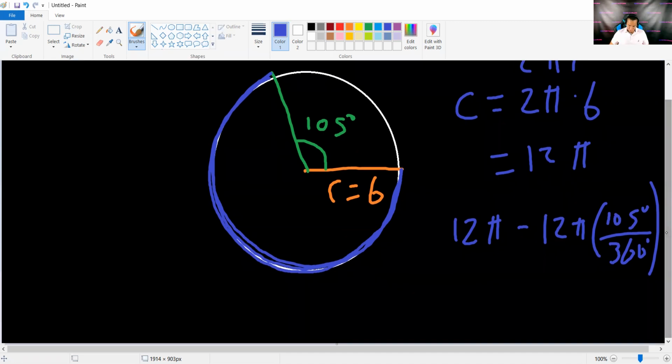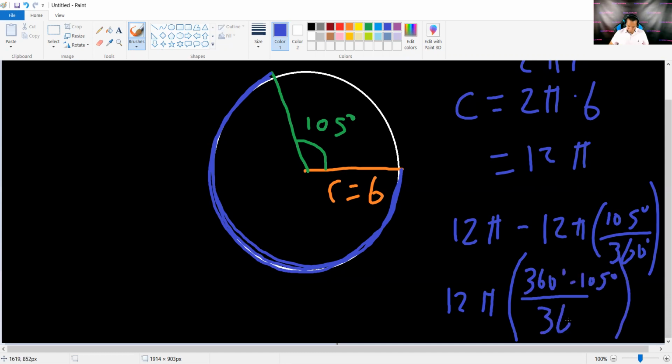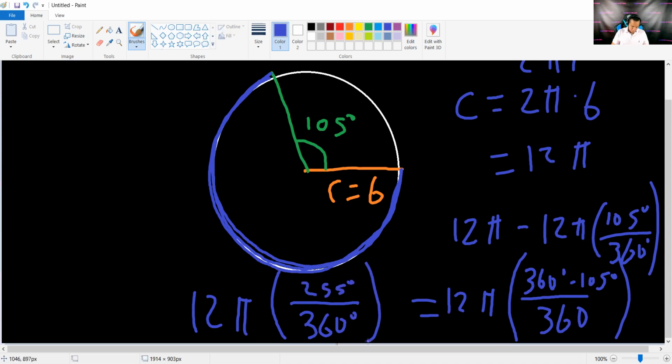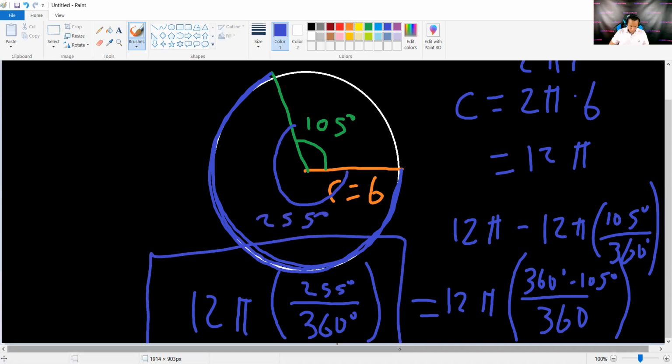Second way, which is a lot easier, is just 12 pi times the angle that you haven't walked, which is 360 minus 105, over 360. And that gives you 12 pi over 360, but times 255 degrees. In other words, look at the circle. This is how much we haven't walked. It's 255 degrees. And this is the answer. All right, so that's as simple as it gets. I really don't think it's hard at all.